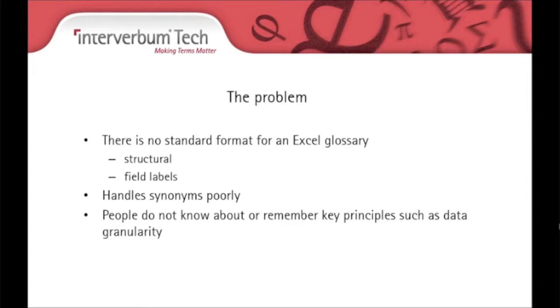Excel also handles synonyms quite poorly, and I'll show you examples of this in a moment. But the most serious problem I see is when people ignore the principle of data granularity. That is, when they put a bunch of different stuff into the same column. And we'll also see examples of this in a moment. So if we follow certain best practices, we can still use Excel quite efficiently and avoid a lot of problems.